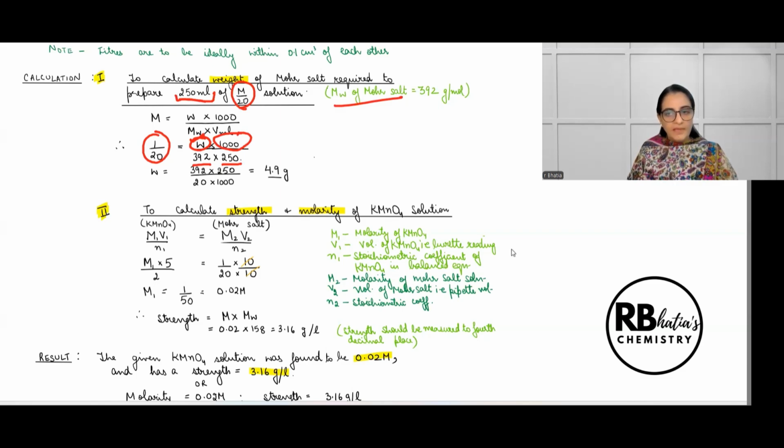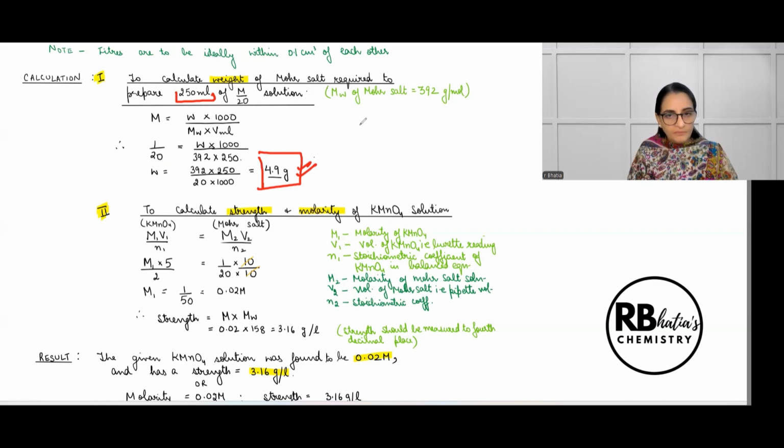Similarly, if you were doing this for oxalic acid instead of Mohr salt, you would put here the molecular mass of oxalic acid. So when you solve, this is the weight of Mohr salt that you're going to take. You're going to take this weight of Mohr salt, add water to it to make the total volume 250 ml, and that's how M/20 solution will be prepared.